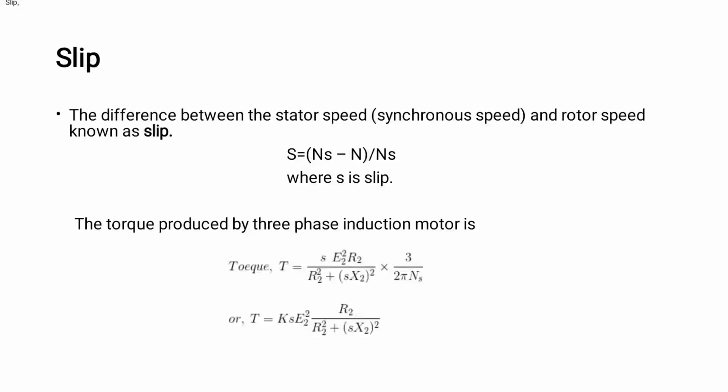Slip. Slip is nothing but the difference between the stator speed, that is the synchronous speed of the induction motor, and the rotor speed, which is given by S equal to (Ns minus N) divided by Ns, where S is the slip. The torque produced by a three-phase induction motor is given by T equal to S E2 square R2 divided by (R2 square plus (S X2) the whole square) into 3 by 2 pi Ns.